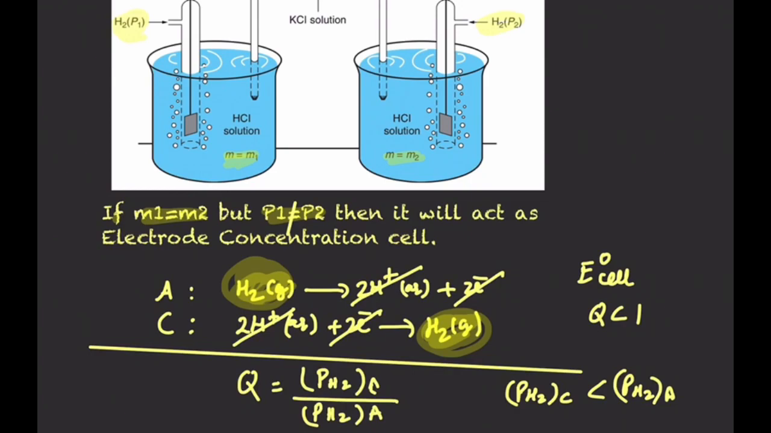So here we are seeing the condition that initially the pressure of hydrogen gas in the cathodic compartment is less. With time the pressure of hydrogen gas in the cathodic compartment is going to increase, and the pressure of hydrogen gas is more in the anodic compartment initially. So when the cell works, the pressure of hydrogen gas in the anodic compartment is going to decrease. So this is the electrode concentration cell.